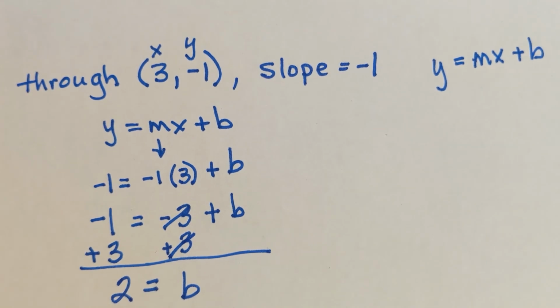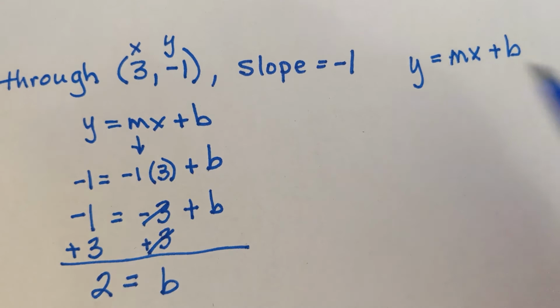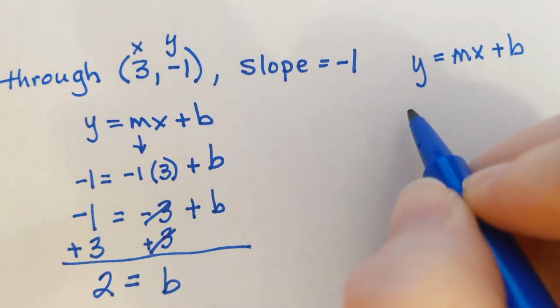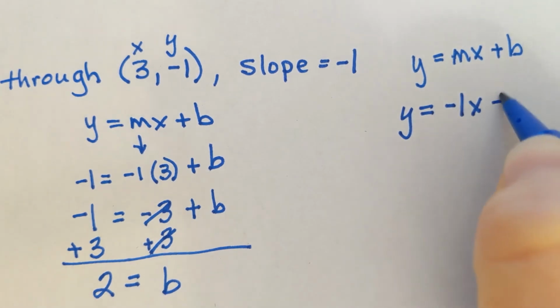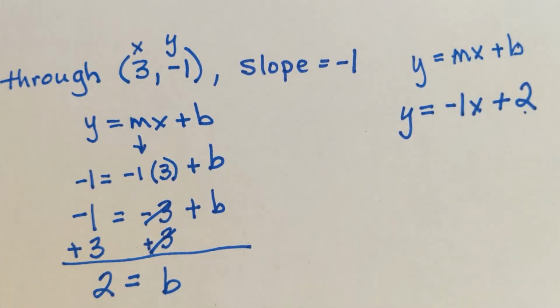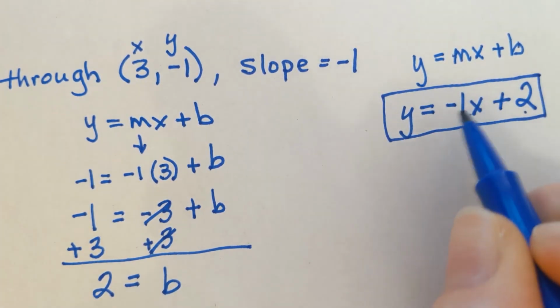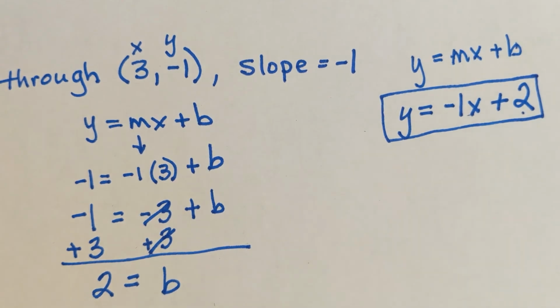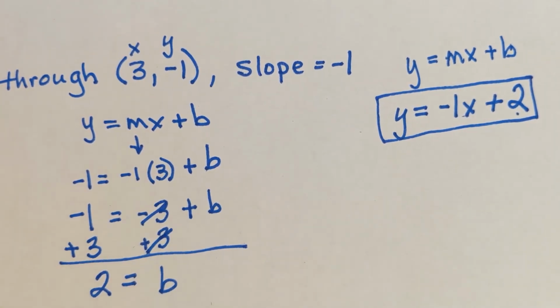So now we know what b is, and we know what the slope is. So we just have to substitute what we know into this equation. We have y equals negative 1x plus 2, which is our b and our slope. Remember, when we have this type of equation, our x and y is any point on the line, so we need to leave them like that, not substitute anything in. So that's my answer in slope-intercept form.